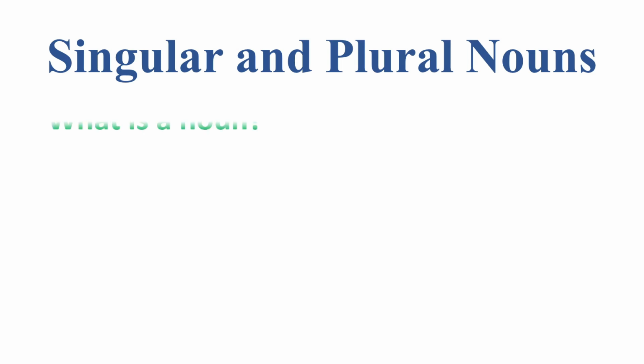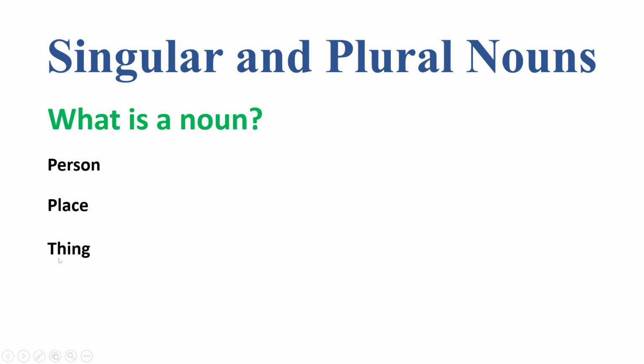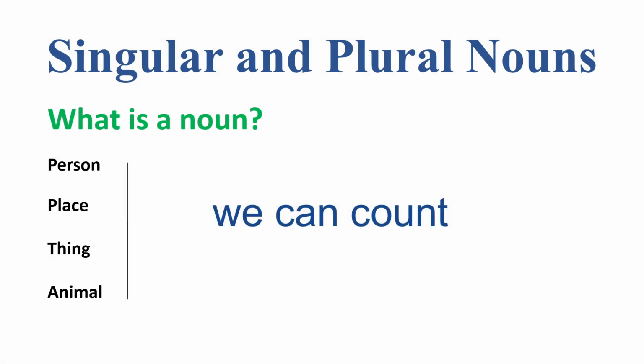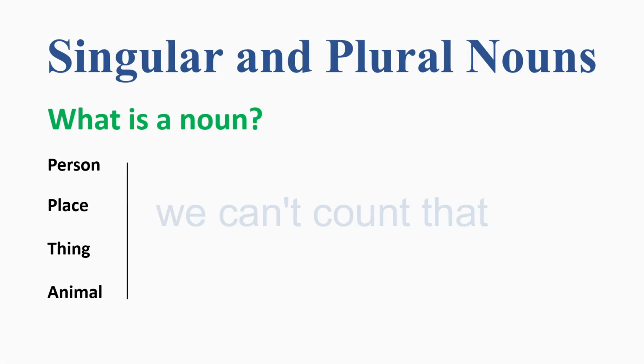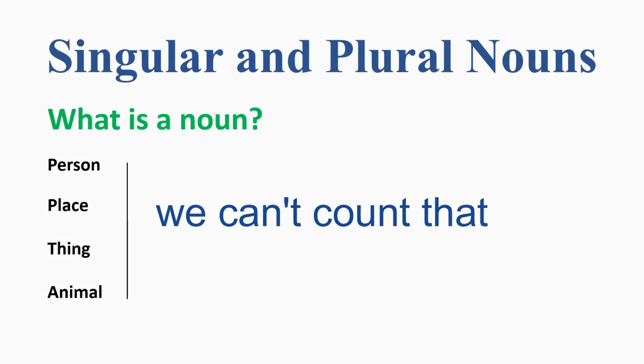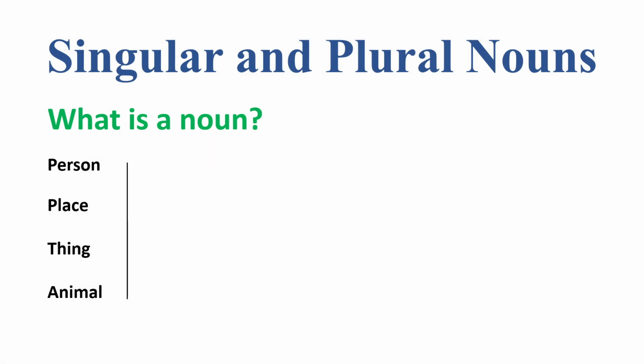So therefore, we have this question: what is a noun? As we have talked in previous lessons, a noun can be a person, a noun can be a place, a noun can be a thing, or a noun can be an animal. Let me tell you that nouns are divided into two different categories: countable nouns and uncountable nouns. A countable noun is a noun that we can count, but an uncountable noun is a noun that we cannot count. So this is the difference between countable and uncountable nouns.